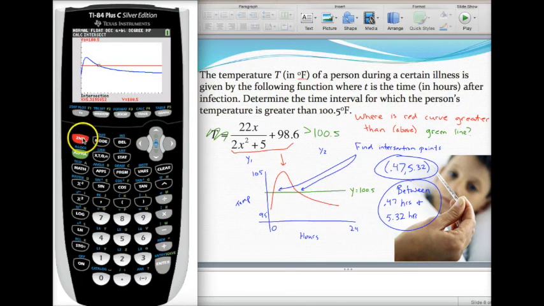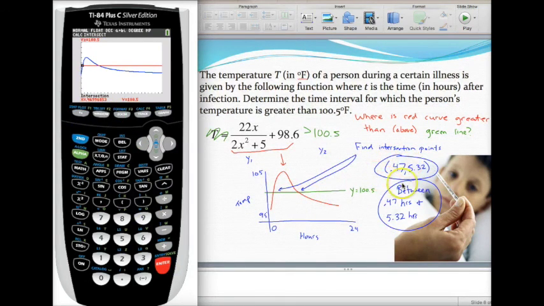You know what, I guess I might as well find the other one too. So second trace, intersect, we need to find the other intersection point. Just trace over so you're closer to the other one. And again, you don't have to get right next to it, but get as close as you can. Press enter 3 times, and the other intersection point, there's where I got the 0.47 from.